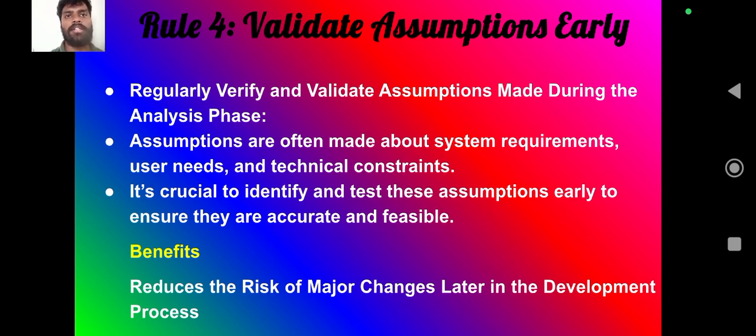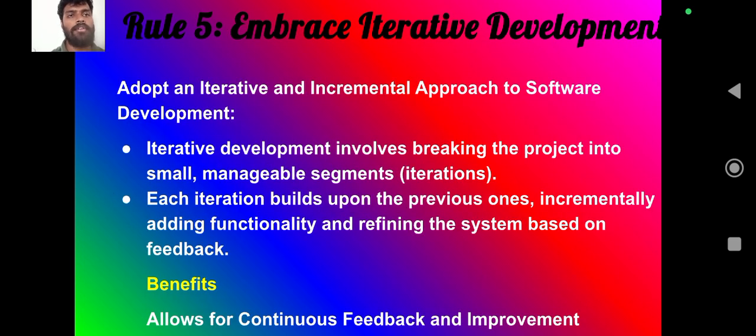That is, whatsoever assumptions we make must be feasible and accurate, so that they are aligned with the decisions taken in the earlier stage of the project. The benefit of this is reduced risk of major changes later in the development process. And rule 5 is embrace iterative development. Adopt an iterative and incremental approach to software development. Iterative development involves breaking the project into small and manageable segments.